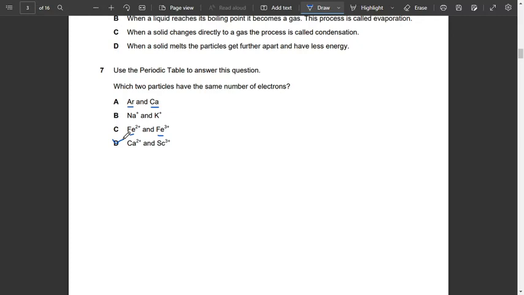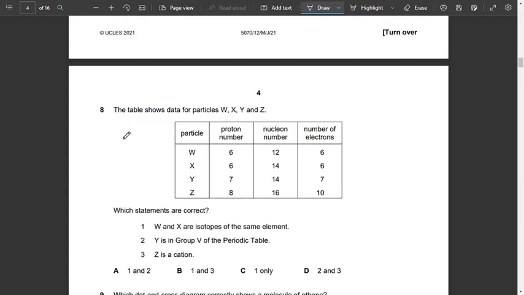Moving on to question number 8. The table shows data for particles W, X, Y and Z. We have W, X, Y and Z. Proton numbers are given, neutron numbers are given, and the number of electrons is also given to us. Which statements are correct? W and X are isotopes of the same element. Y is in group 5. Let's look into it. W and X are isotopes of the same element.